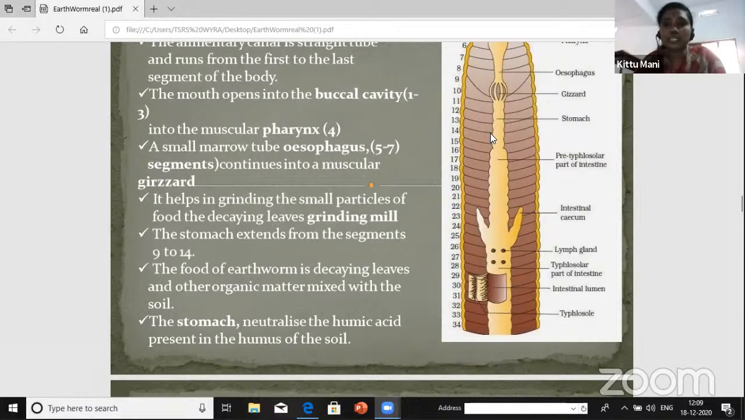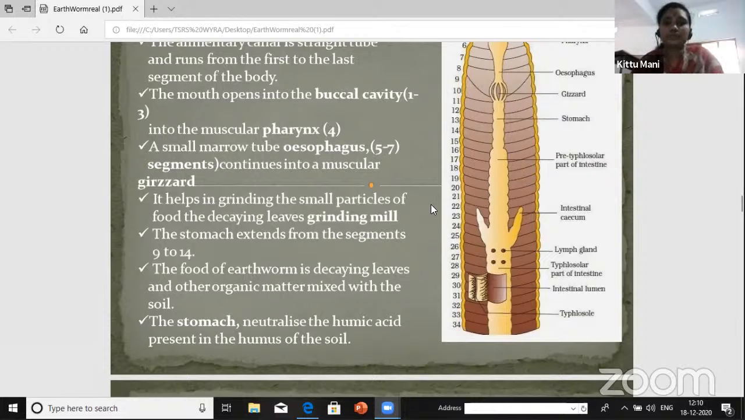Means the stomach neutralizes the food, because here humic acid means the acidic condition. Here the acidic condition will be increased, and it damages the total system. So it will be neutralized by the humus, which is located in the soil, the food of the earthworm.